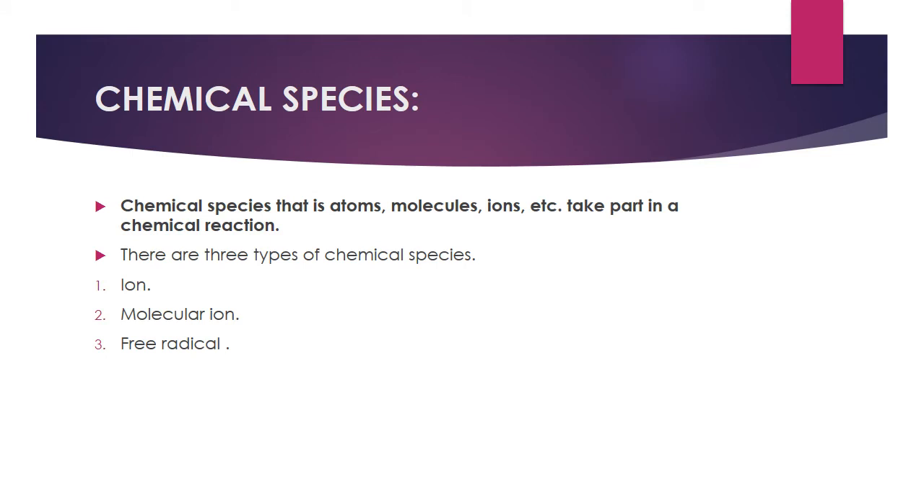So, as a reminder, I want to remind you chemical species. Chemical species can be the atom, molecules or ions that take part in a chemical reaction. So the chemical species are actually the active participants of the chemical reaction. There are three types of chemical species and we are done with the first one, ion. Now we will discuss molecular ion and free radical.